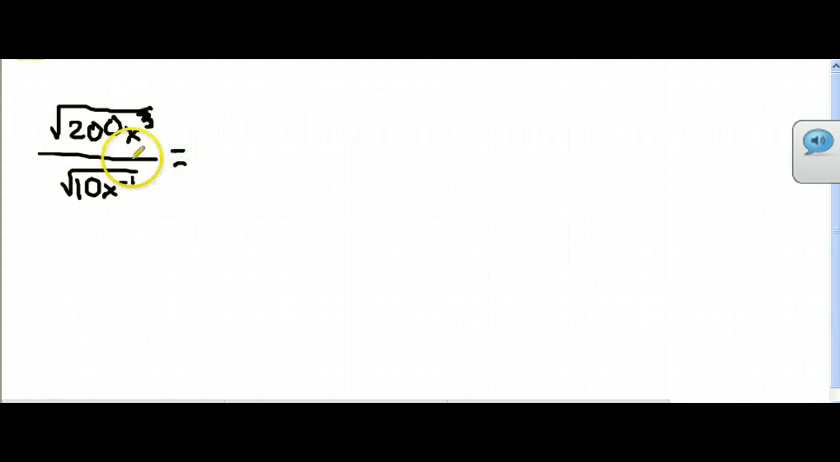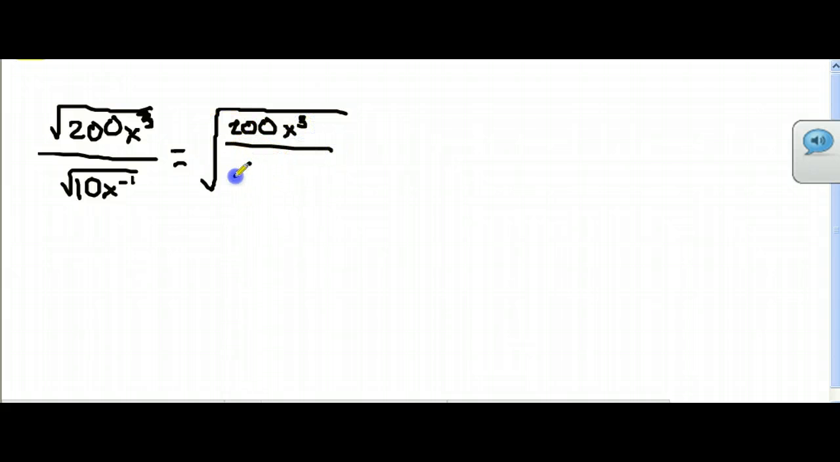If you've got a square root divided by a square root, you can make it one whole square root. So you can do one big square root with everything on the inside. So it's going to be 200x to the third over 10x to the minus 1.